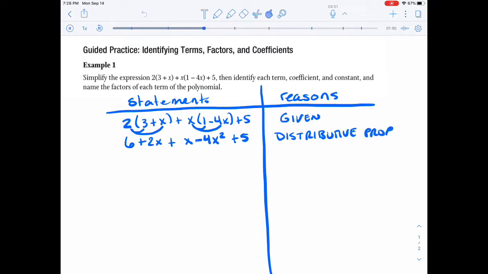Next, I'm going to rearrange the expression, changing the order by placing the term with the largest exponent first. And I'll go in descending order, so I'll begin with a negative 4x squared. Then I have a plus 2x, plus an x, plus a 6, and plus a 5. I was able to perform that task by using the commutative property.